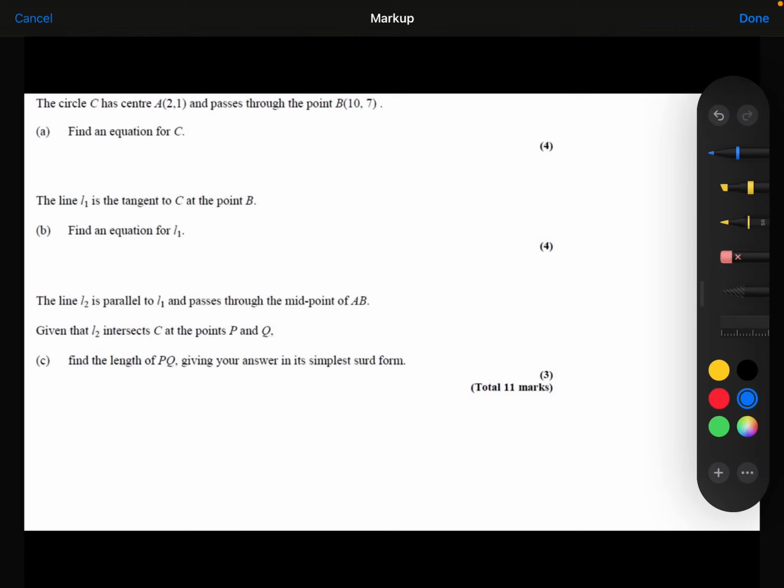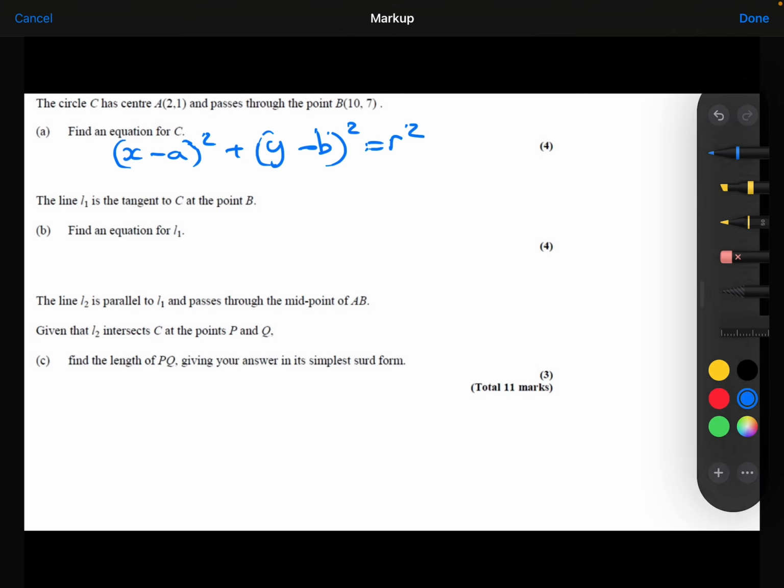The circle C has centre A (2, 1) and passes through the point B (10, 7). Part a: find an equation for C. Well, all circles have the equation (x - a)² + (y - b)² = r², where (a, b) is the centre of the circle and r is the radius.